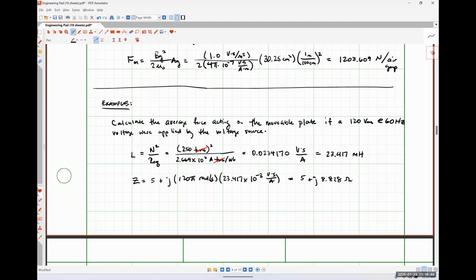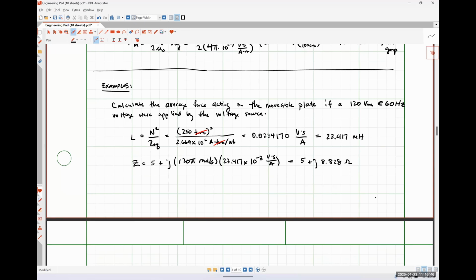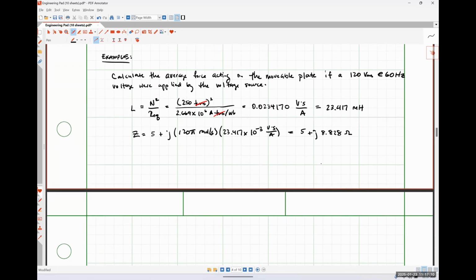All right, so if I know the voltage and I know the impedance, how do I find current? It's Ohm's law. What do I do? V over Z, because Z is playing the role of resistance.